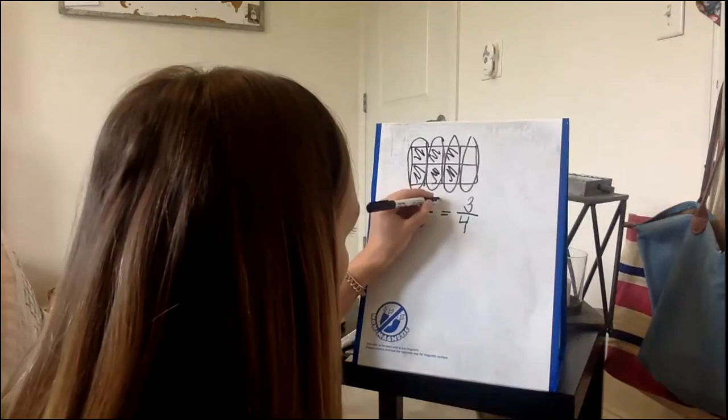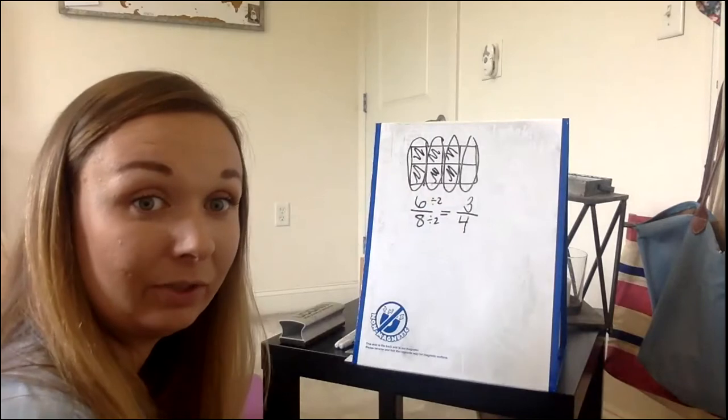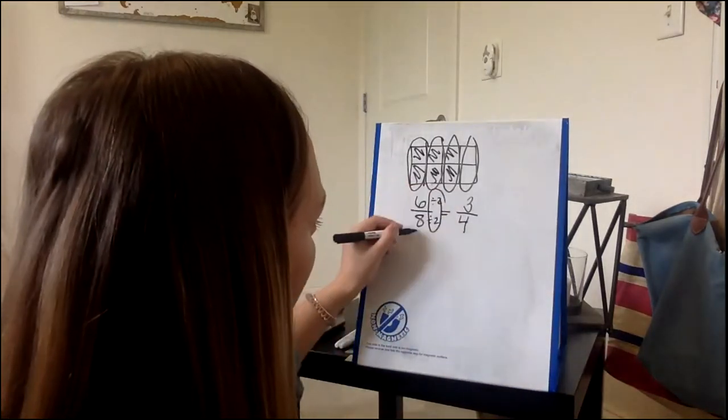I divided by 2 over 2, which is what I needed to do because that 2 over 2 is equivalent to 1. 6 divided by 2 gave me 3. 8 divided by 2 gave me 4.